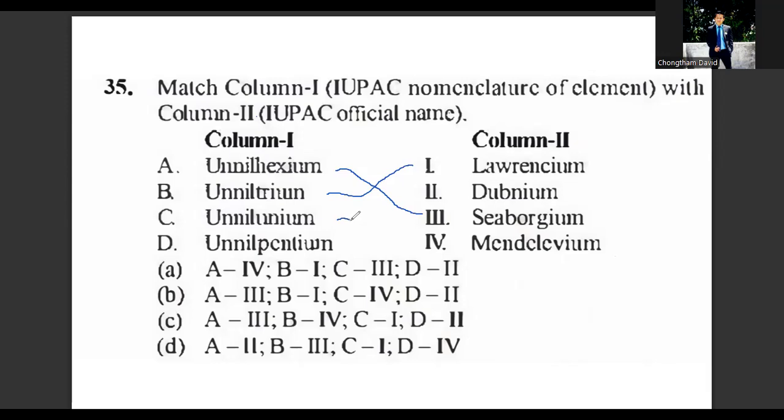C, atomic number would be, it's mendelevium. Unnilpentium, 105, it will be dubnium. So A3, B1, C4, D2 is option B. Okay. Moving on to question number 36.